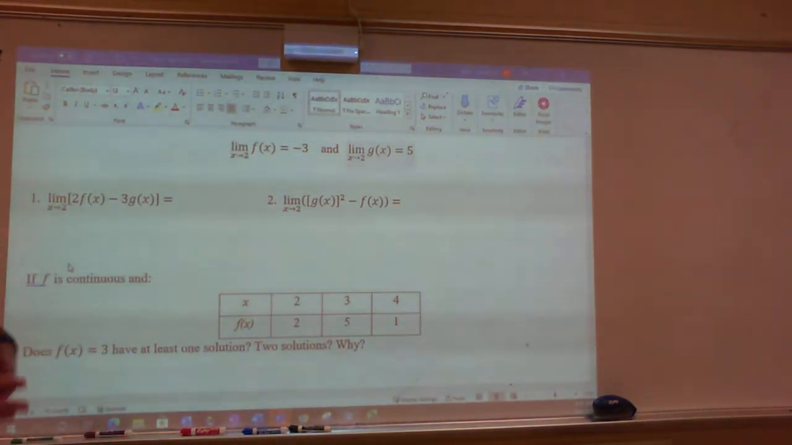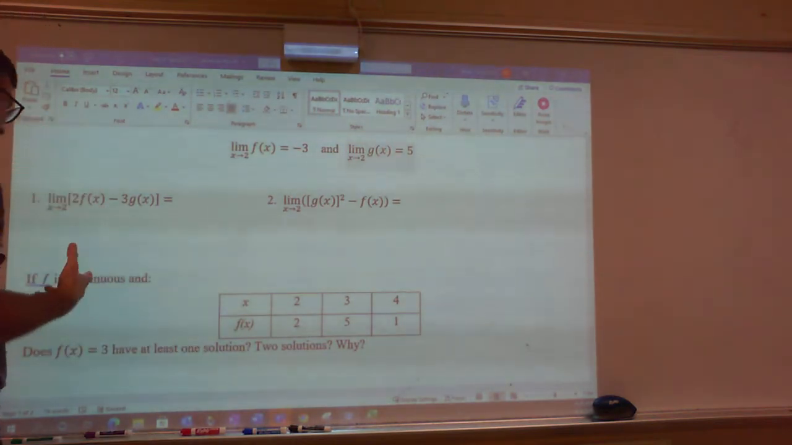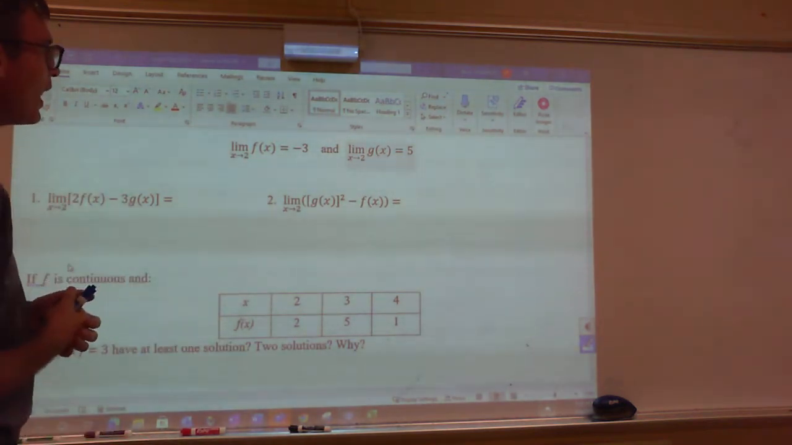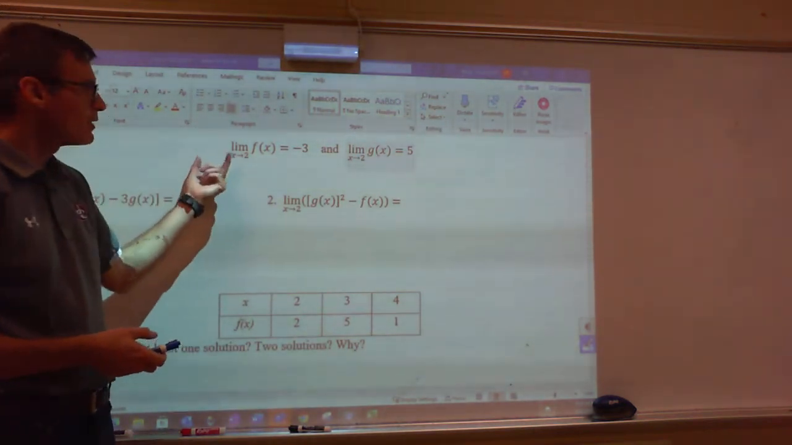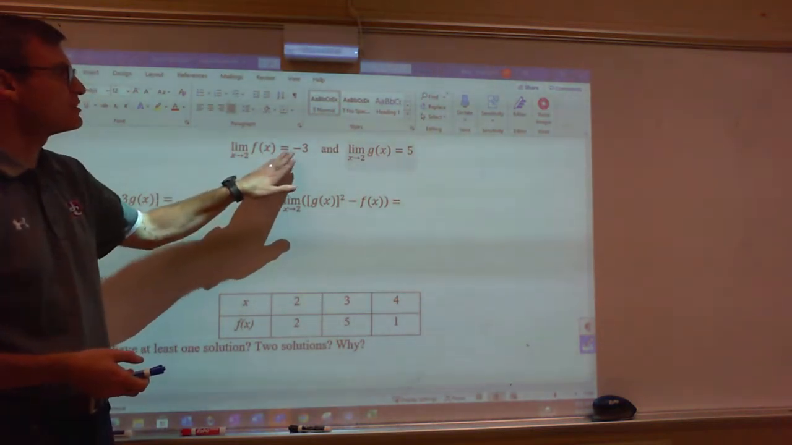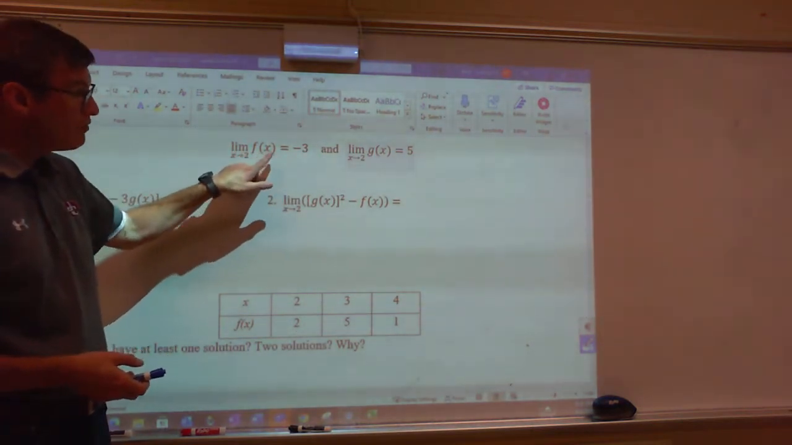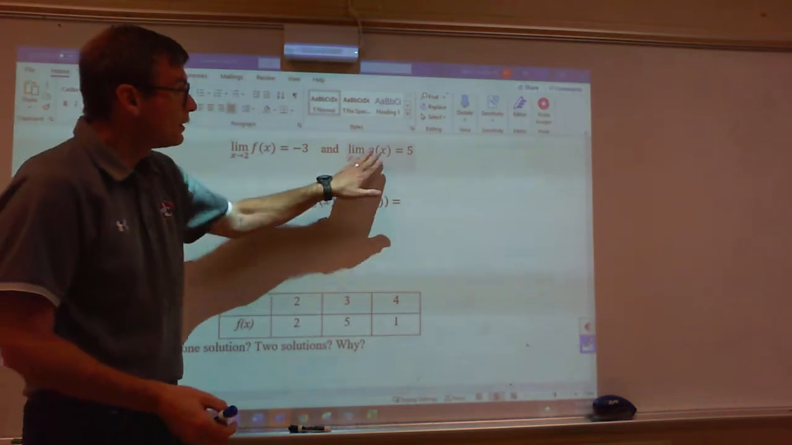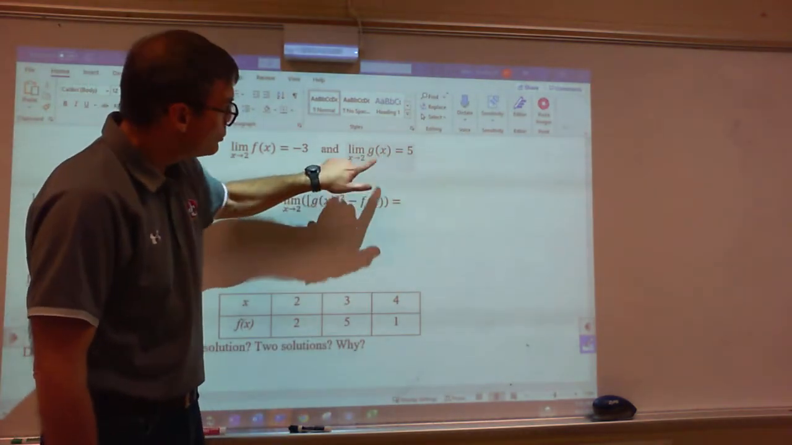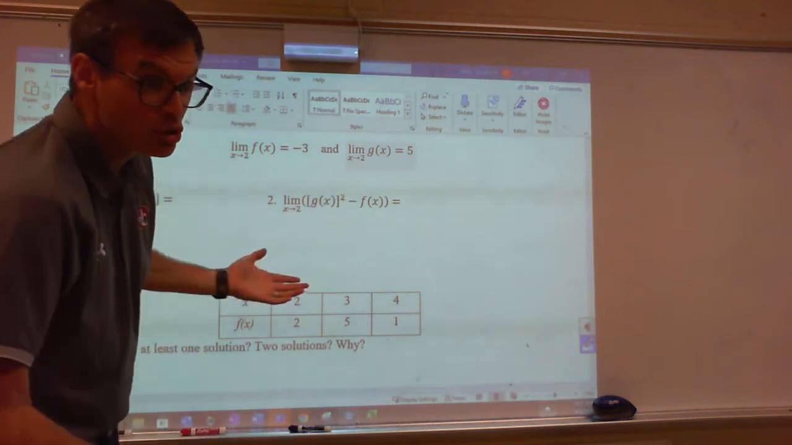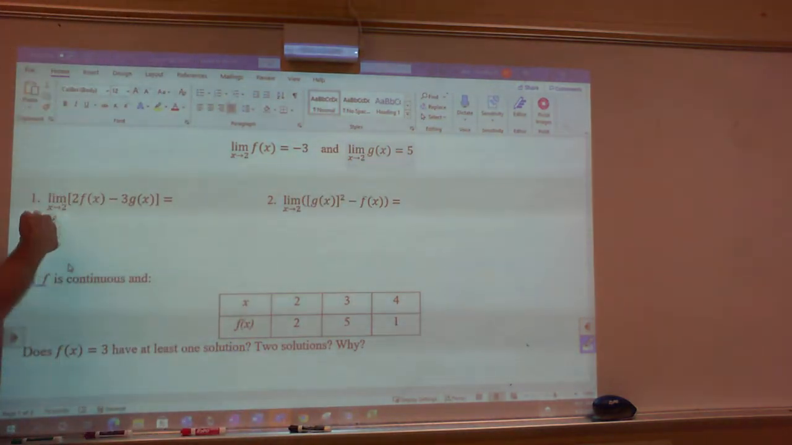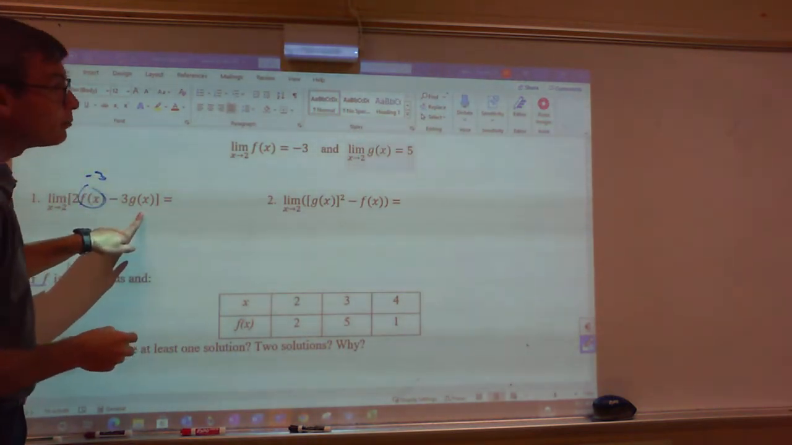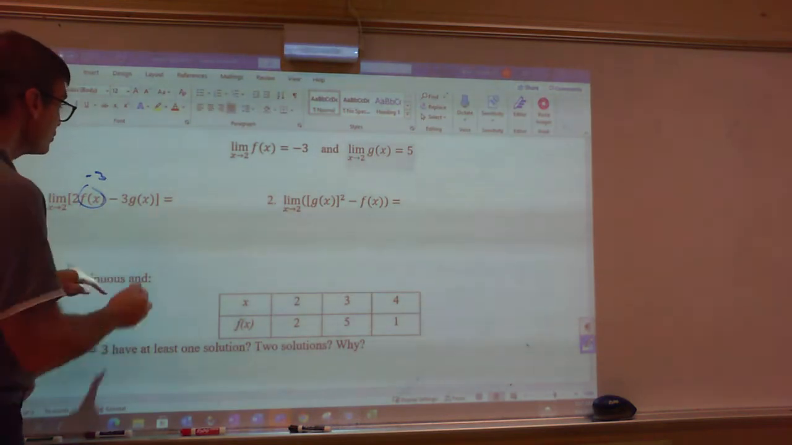So these first ones, again, apologize. I don't remember teaching this, so I may be just teaching it now, but the way you approach this, if I tell you the limit as x approaches 2 of f of x is equal to negative 3, I'm telling you your y value is negative 3, right? So anytime I see f of x at 2, I know my y value is negative 3, and this is telling you your y value of g of x at 2 is equal to 5. So basically, since I'm going to 2, I'm going to plug in my y value of f of x, which is negative 3. I'm going to plug in my y value of g of x, which is 5.